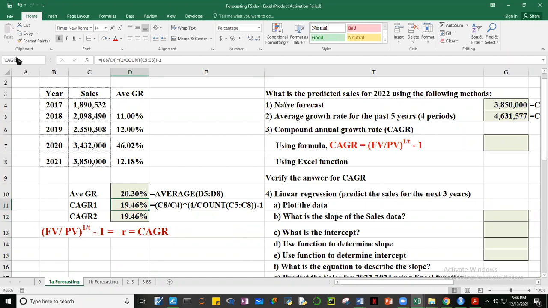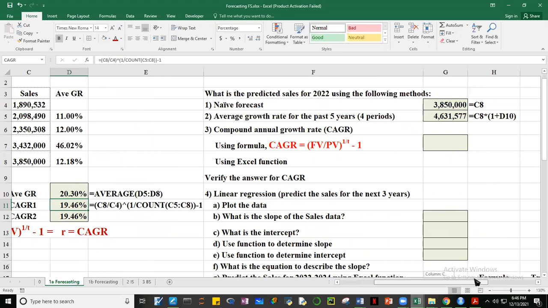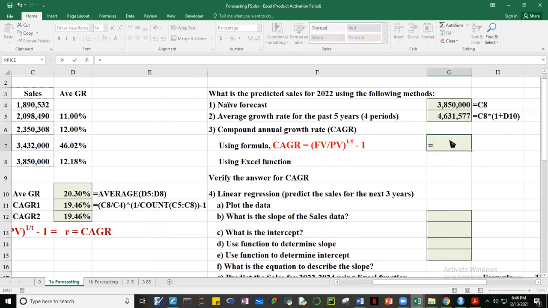So CAGR. Okay, anyone here, guys? Okay, so I gave this name a CAGR, or if you want this one, no problem. Okay, and then we can now compute for the sales. So our sales will be the last figure multiplied by 1 plus our CAGR. So I can just type CAGR there. Okay. And since our CAGR is less than our average growth rate, then we will have a lower forecast using CAGR.